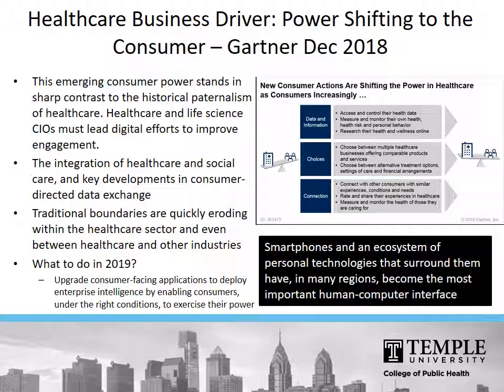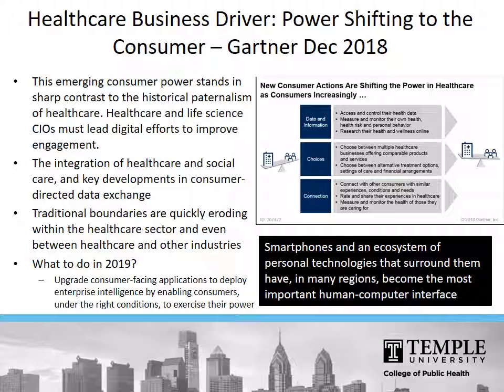This emerging consumer power stands in sharp contrast to the historical paternalism of healthcare, just like the example I just gave you. Healthcare and life science chief information officers have to lead digital efforts to improve engagement with customers and caretakers. And customers includes patients, visitors, research participants, medical students, medical trainees, and the workforce, and the community as well. The integration of healthcare and social care and key developments in consumer-directed data exchange are huge right now. Traditional boundaries are quickly eroding with the healthcare sector and even between healthcare and other industries.